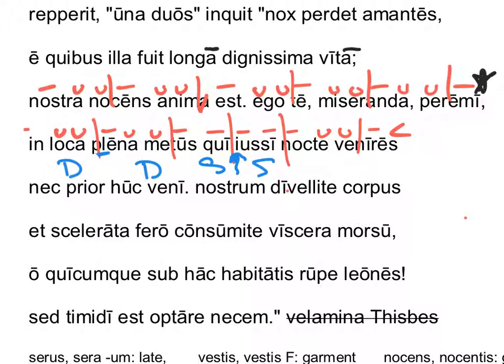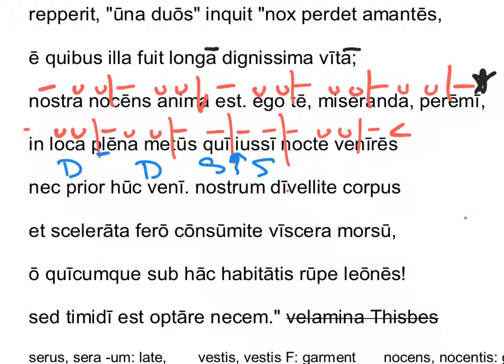Read that line out loud again to show how they affect it. In loca plena metus qui UC nocte venires. Now again, there's more than one way of reading it. That's the way I'm programmed.